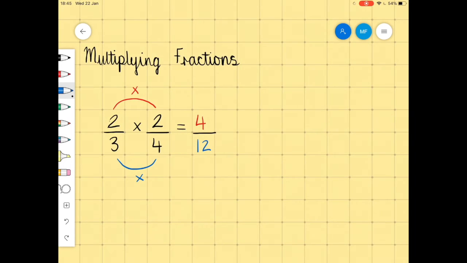But the difference here is that we can see that both numbers 4 and 12 can be divided by 4. That means that 4 goes into both of them. And when we do that, we are then simplifying 4/12 and recognising that it is equivalent to 1/3.